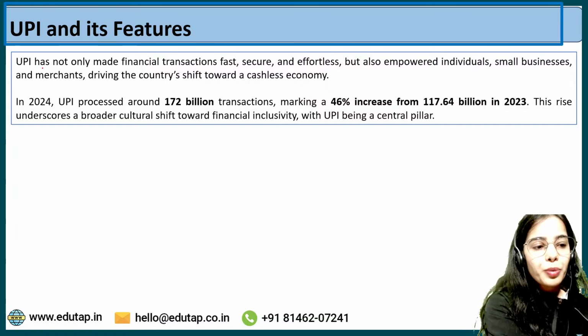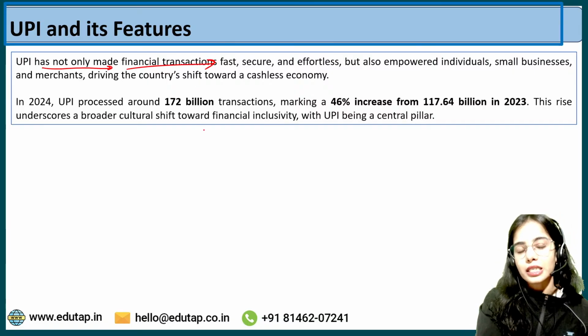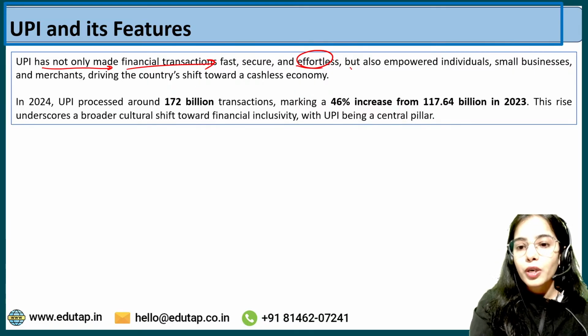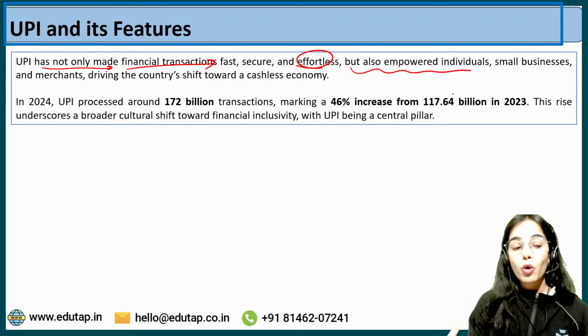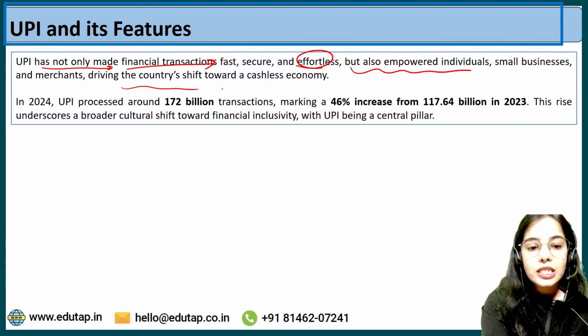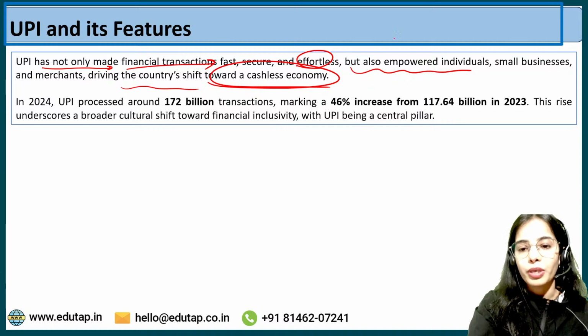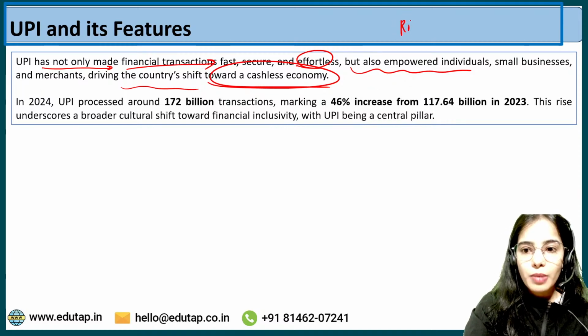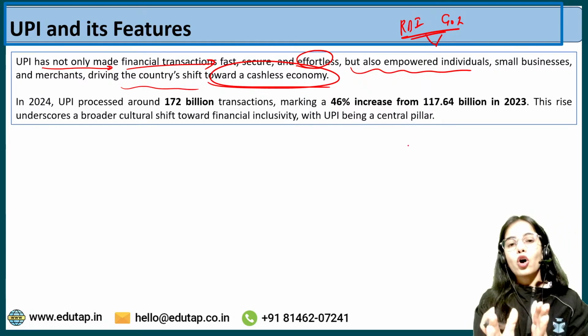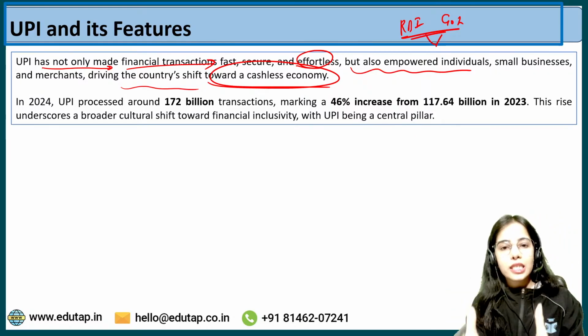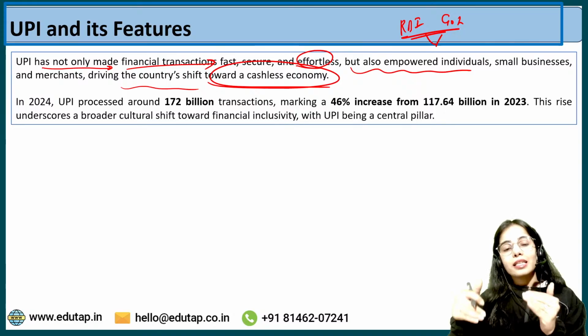So first of all, UPI has not only made the financial transaction fast, secure, and effortless, but also empowered individuals, small businesses, and merchants, driving the country's shift towards a cashless economy. The Reserve Bank of India as well as the Government of India promote and want the economy to go towards the cashless economy, where we use less and less cash.